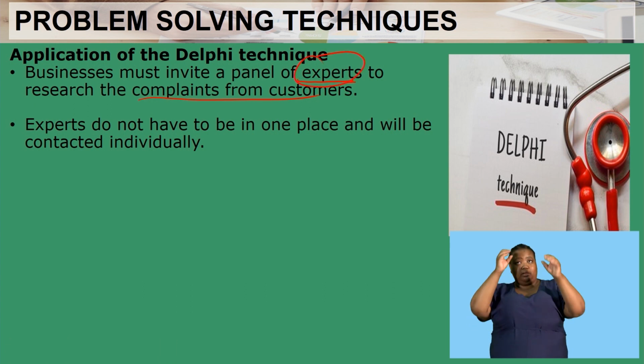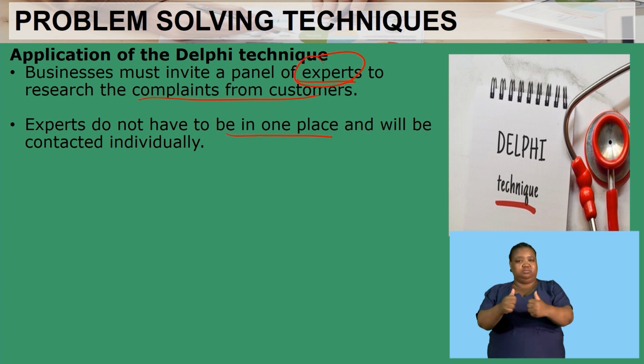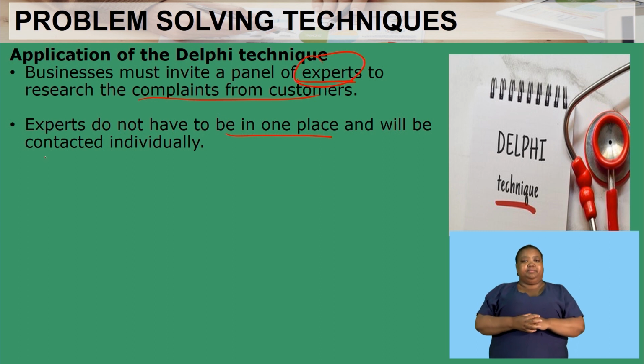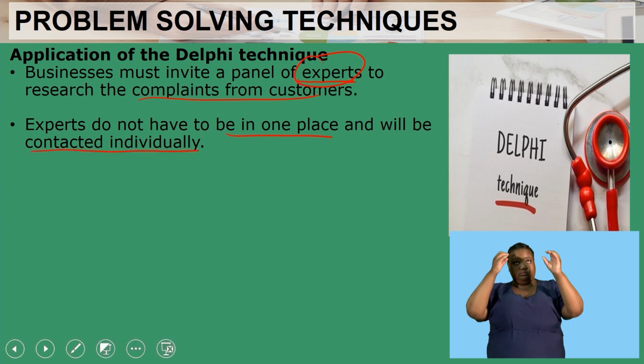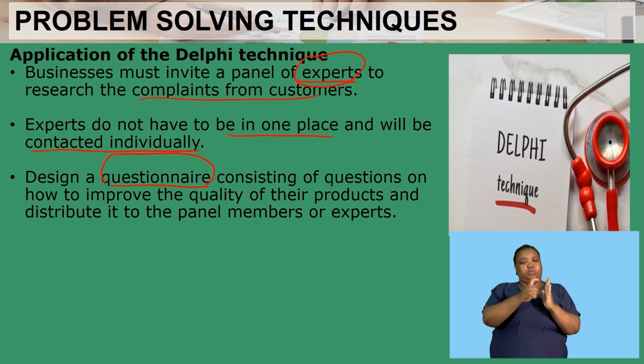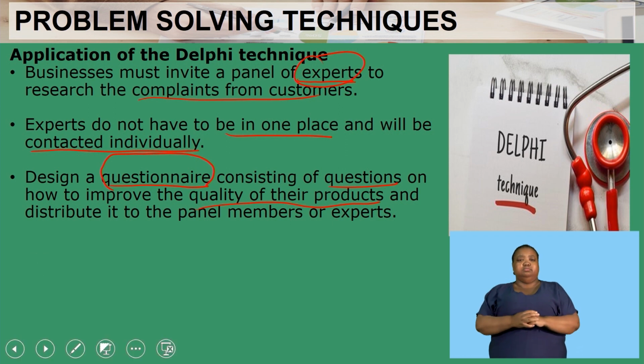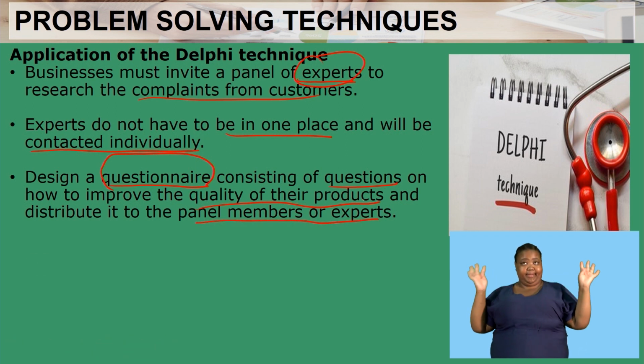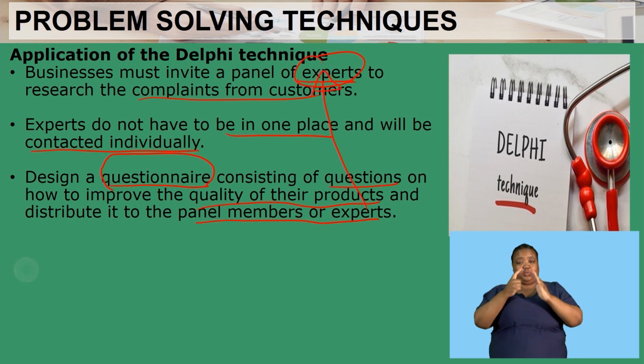However, these experts do not have to be in one place. They don't have to be in one place, meaning reduction of what? Of conflict and noise. And they can be contacted individually. Then we're going to design a questionnaire. This is another keyword, which consists of questions on how to improve the quality of their products, our product as a business. And we're going to distribute these questionnaires to who? To the panel members of experts, the one that we've requested.